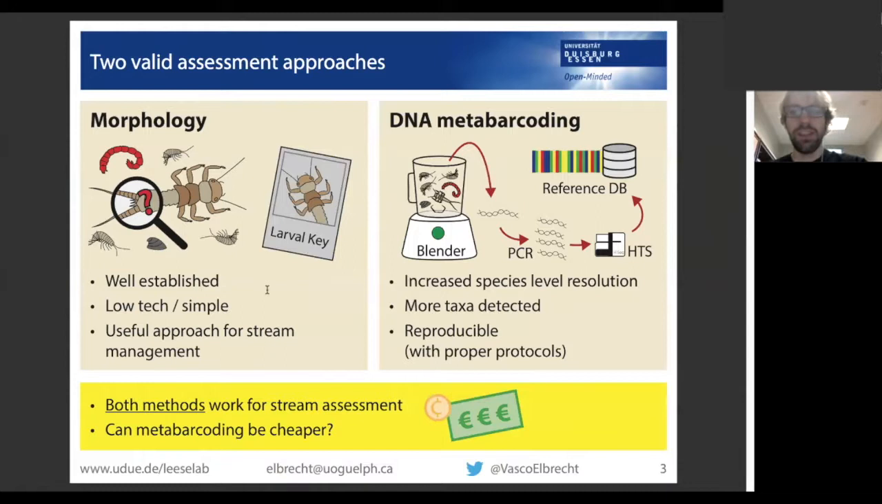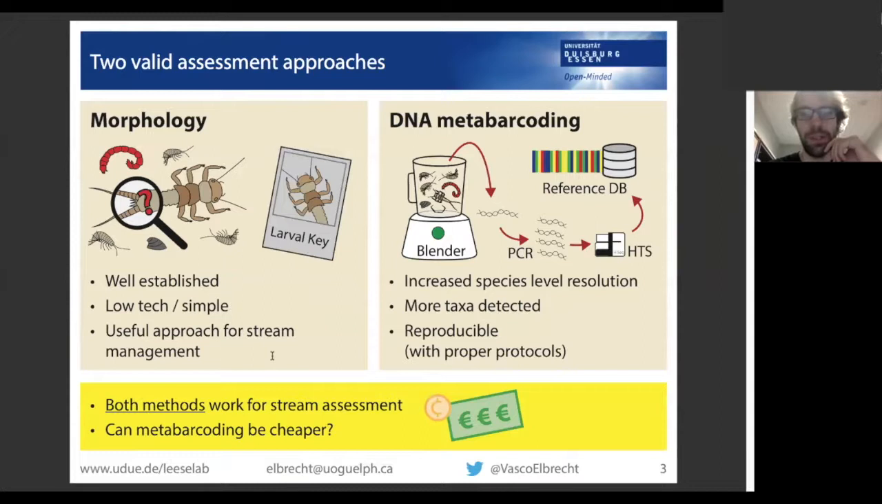And this is where DNA metabarcoding comes in. So what you do is take your kick sample, put all the specimens you collect in a blender, take the DNA out, and then with PCR, which is polymerase chain reaction, you copy your DNA. You can then copy a barcoding fragment and put this on a sequencer, and with a reference database, you can identify your taxa. We're going to talk about this now in a bit more detail to make clear how that works. But just up front, this really increases species resolution quite a bit, because we can identify the imagines on species level. Also we detect more taxa, and it's more reproducible, because here we have this human bias, which might lead to different identification results depending on experience.